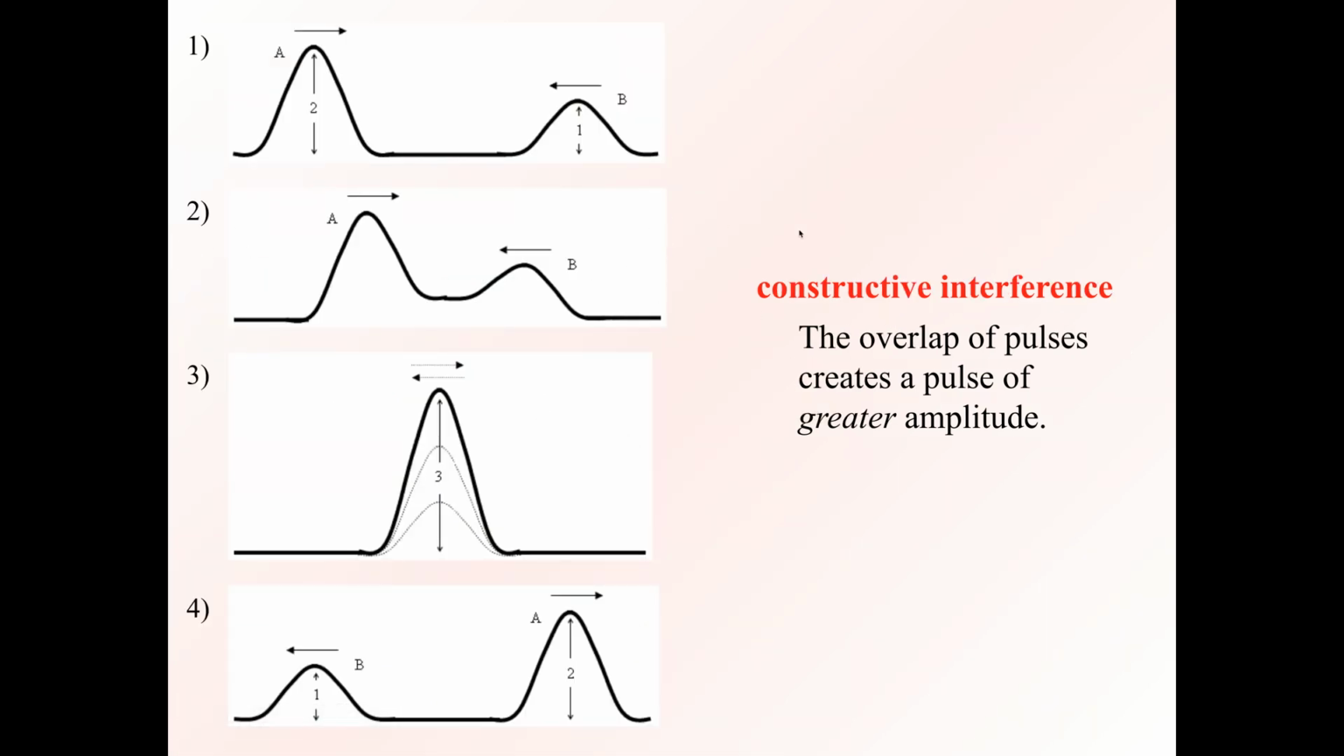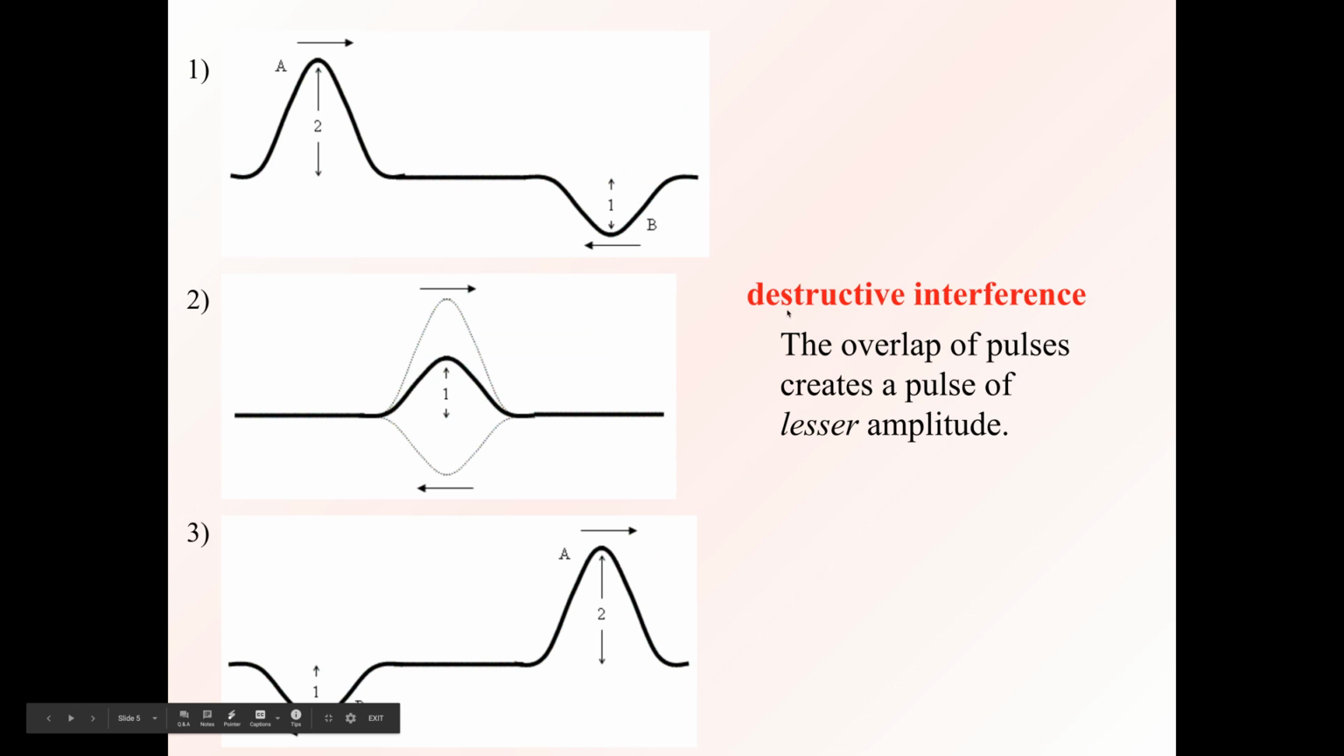Constructive interference, just showing. We have pulse 1 moving this way, pulse 2 moving that way, or A and B. Their amplitudes are 1 and 2. When they superimpose, we get an amplitude of 3, and then they continue along their way, A being 2, B being 1.